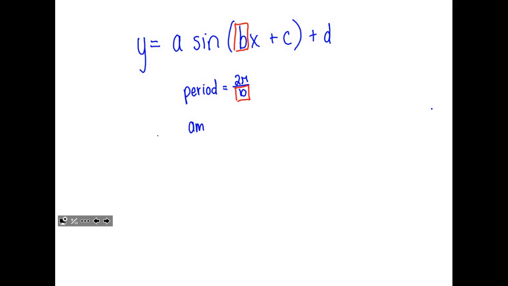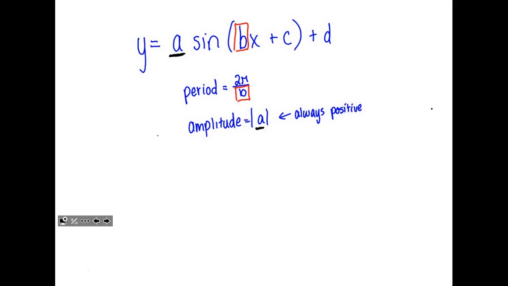The amplitude is just a. Now, I will say this, amplitude is always positive. So I guess I really should put absolute value back. It's always positive. If you have a negative there, that negative is reflecting it. The negative isn't part of the amplitude. So amplitude should always be positive. So that a is your amplitude.